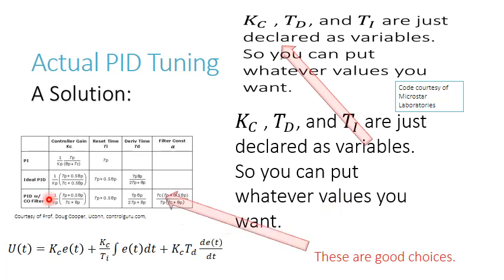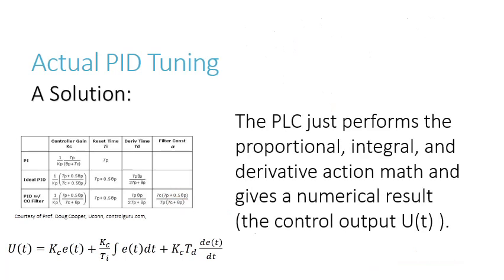And these empirically tuned formulas that you calculated on your calculator after measuring them on the graph, those are pretty good choices. Those are empirically verified. Then the PLC just runs through the code based on the values you've given it, and it performs this calculation. It performs the integral and derivative and proportional math and provides a numerical output, this value u of t, that gets fed into your process.